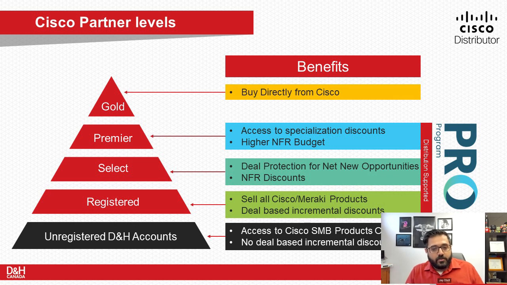We will work with you to take your partnership level from registered to select to premier, depending on how high you want to go. And we will also have incentives to support your marketing efforts or additional activities to help you grow that business. So at D&H, especially in Canada, we have that support wrapped under a program called the PRO program. It stands for Partner Resource Opportunity.